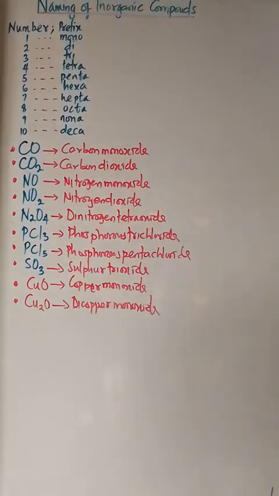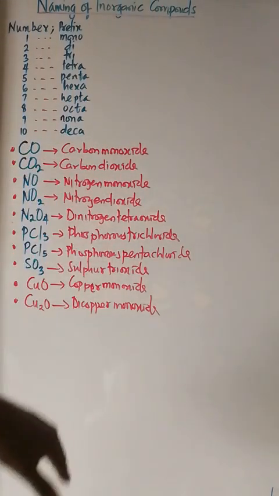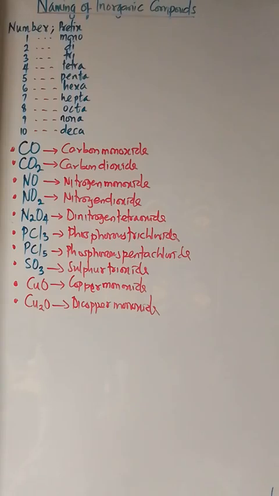This is the old way of naming, not the IUPAC. But sometimes it's still used because it's very fast to name: carbon monoxide, carbon dioxide, like these. We don't use Roman numerals. We don't use IUPAC. We don't use the concept of oxidation number. So now let's move forward. You can note this first.